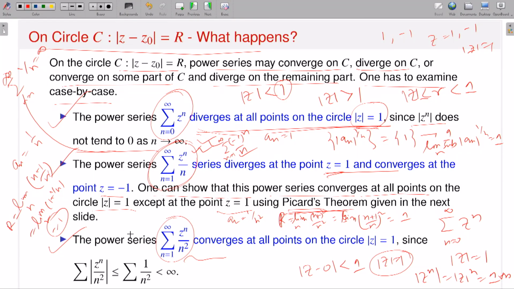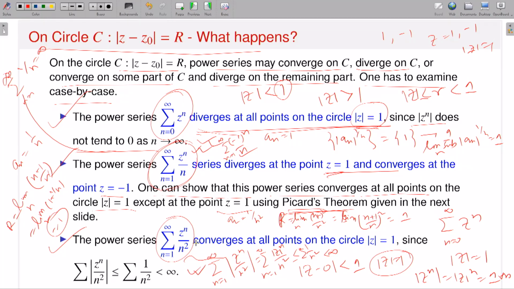On the boundary, what happens? Look at this series on the boundary: the sum from n equal to 1 up to infinity of the absolute value of z^n by n square. This is the same as the sum of mod z to the power n divided by n square, but mod z is equal to 1, so this is exactly equal to 1 by n square. But the series 1 by n square is convergent, so this is convergent. Therefore on the boundary mod z equal to 1, at each point on the boundary of the domain of convergence, this power series converges.